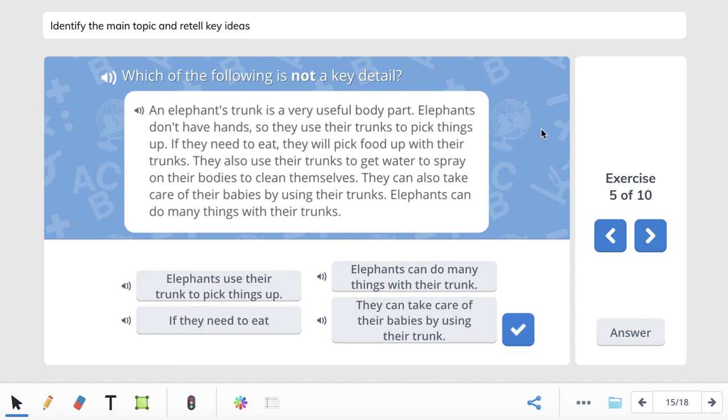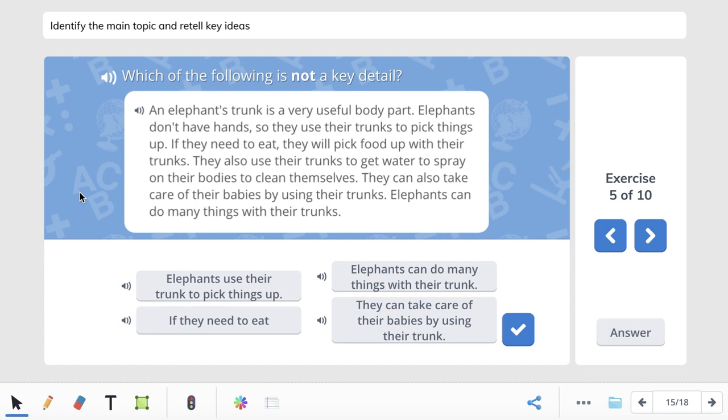Let's look at this paragraph. An elephant's trunk is a very useful body part. Elephants don't have hands, so they use their trunks to pick things up. If they need to eat, they will pick food up with their trunks. They also use their trunks to get water to spray on their bodies to clean themselves. They can also take care of their babies by using their trunks. Elephants can do many things with their trunks.